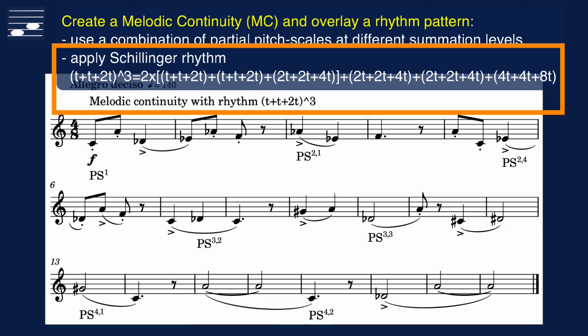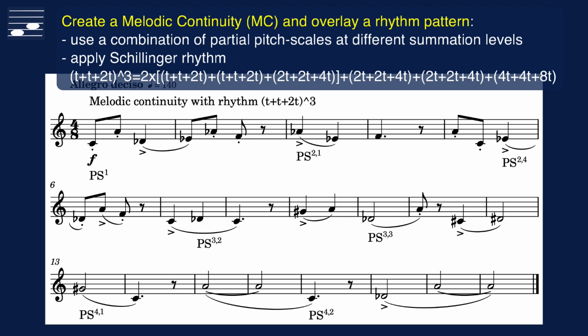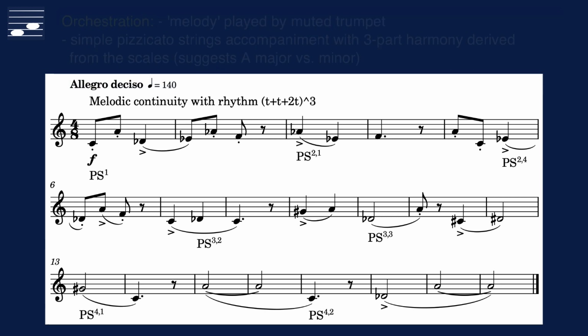Here I demonstrate a cubic Schillinger rhythm based on 1 plus 1 plus 2 time units. This pattern has self-scaling property, with longer duration notes near the end. This continuity has deliberate major-minor ambiguity. It is played by muted trumpet with a simple 3-part harmony background for pizzicato strings.